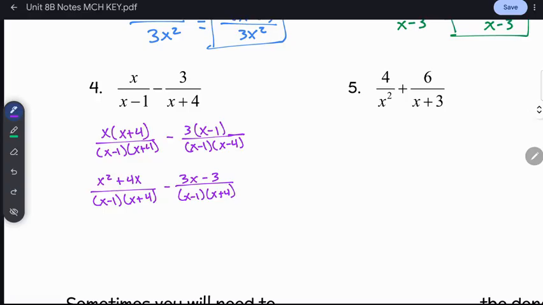Now, we're going to get this all under the same fraction, because now we have our common denominators and we've distributed, so we can do that. So I will have x squared plus 4x minus, careful here, 3x minus 3. This whole thing is in parentheses, and it is being subtracted. Not just the 3x, the whole thing is being subtracted. That is over x minus 1 times x plus 4.